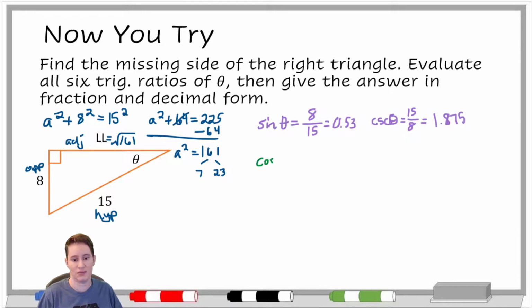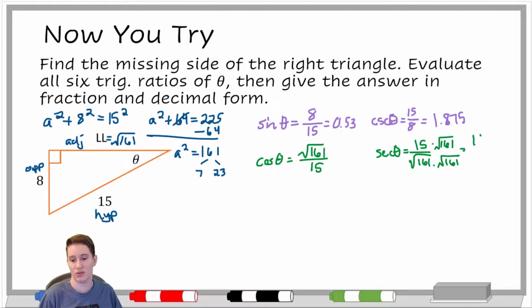Let's find cosine. So adjacent over hypotenuse. So square root of 161 over 15, okay, which does not simplify. And then we flip it over for secant and get 15 over the square root of 161. And we will need to rationalize that by timesing by square root of 161 on top and bottom. So 15 square roots of 161 over 161. So we need decimals for these.